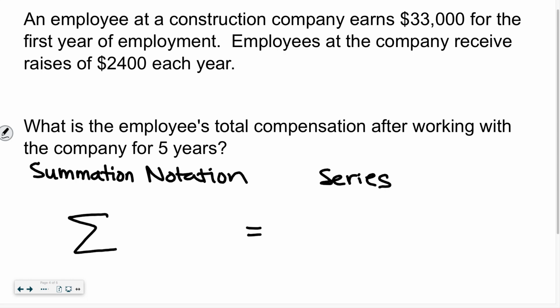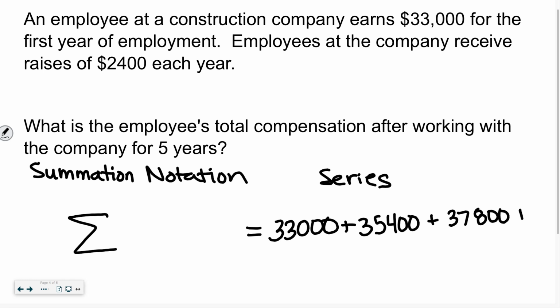How much money do you make your first year? 33,000. And then how much money do you make your second year? 35,400. And how much money do you make your third year? 37,800. And how much money do you make your fourth year?